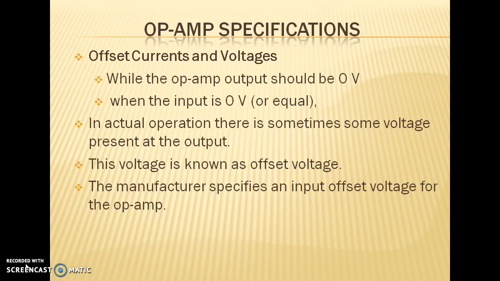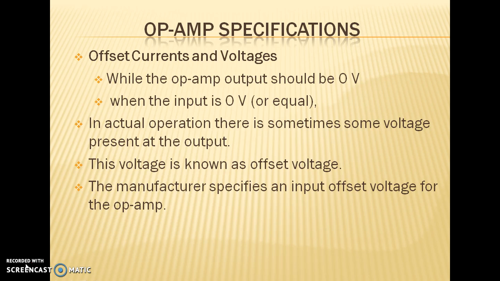After having discussed the characteristics of op-amp, inverting and non-inverting configurations, and their applications, in this section we shall confine ourselves to the basic op-amp specifications before concluding our topic. The first specification that we shall discuss is the offset current and voltage.